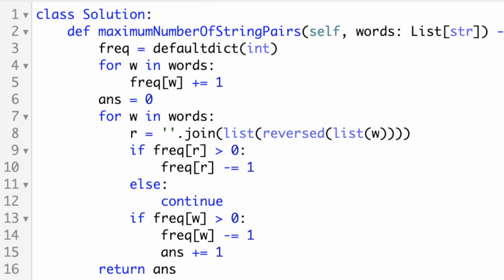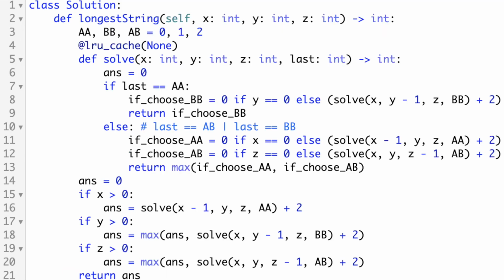For the second question, it can be solved using dynamic programming. We only need to focus on the remaining number of x, y, z, and the previously chosen string, which can be AA, BB, or AB. From there, we can consider every possible answer using recursion. For example, if the previously selected string is AA, we can only append BB after it.